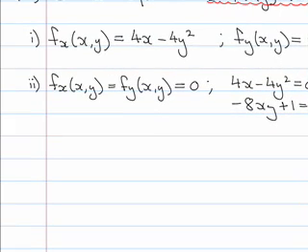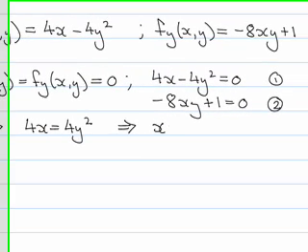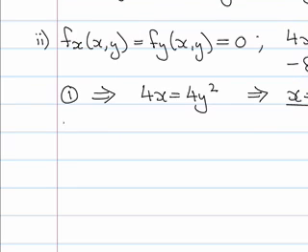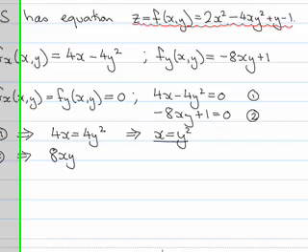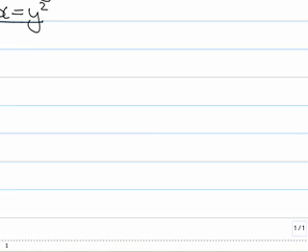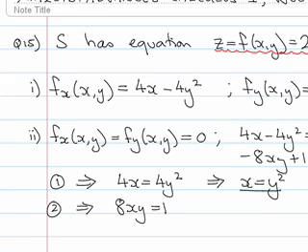So, taking equation 1, that implies that 4x is equal to 4y squared, which in turn implies that x is equal to y squared. So that gives us our first condition. Equation 2 gives us that 8xy must be equal to 1. So now we've got our two conditions relating the x and y's so that we get a stationary point.